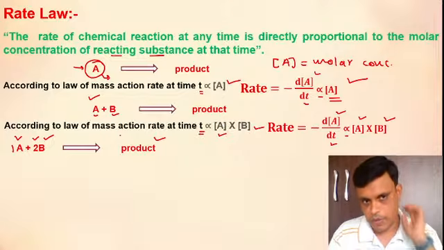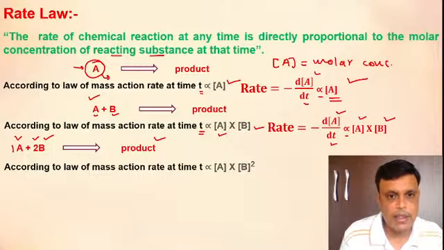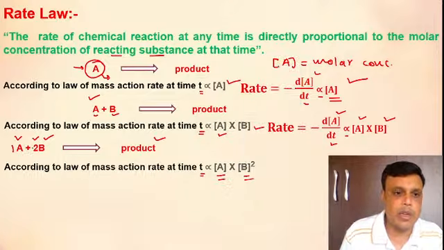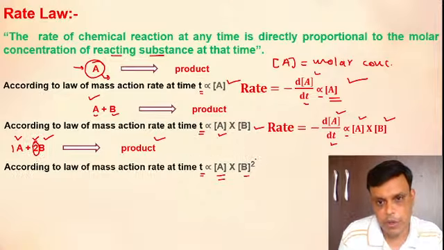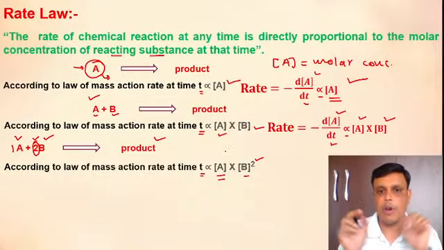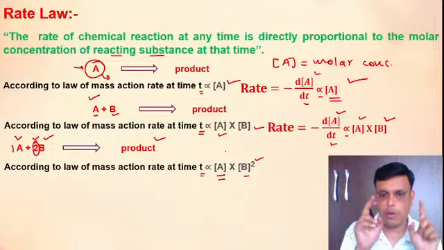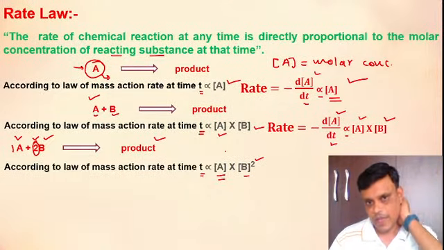To this reaction we will apply the law of mass action, and we will write down the rate. According to the law of mass action, the rate at a time t is directly proportional to the molar concentration of reactant A multiplied by the molar concentration of reactant B, and whatever the stoichiometric coefficient is, you have to write it as the power. So the rate at a time t is directly proportional to the molar concentration of reactant A multiplied by the square of the molar concentration of reactant B. This is the rate law.